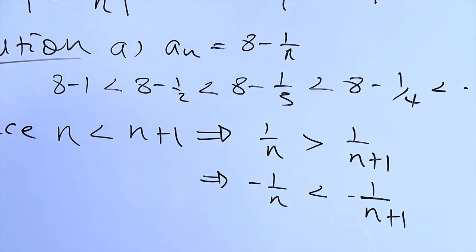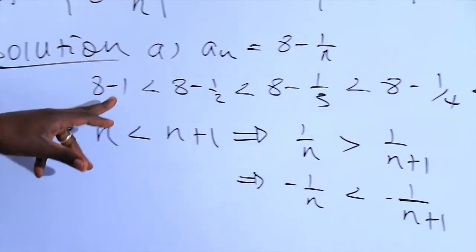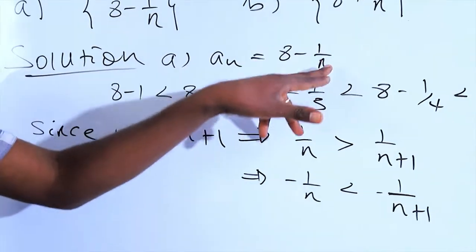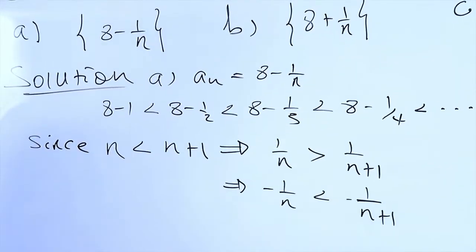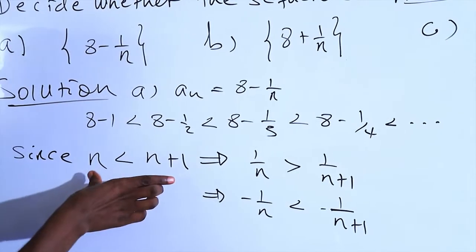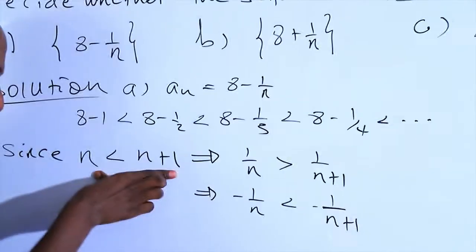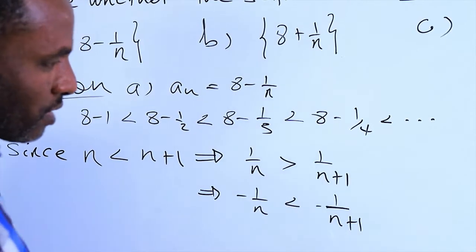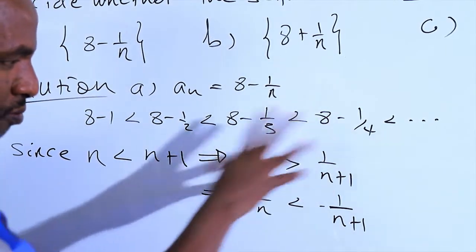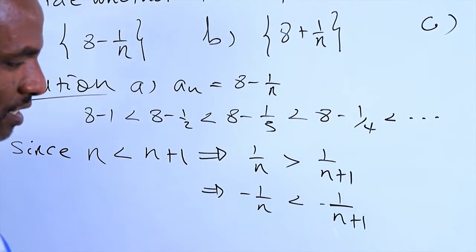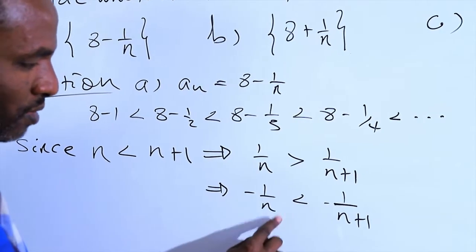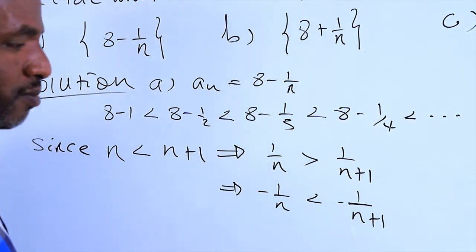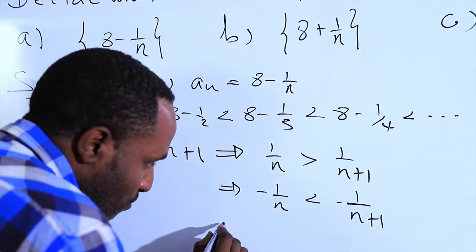So here our intention is to determine minus 1 over n and minus 1 over n plus 1. We are starting here: n is less than n plus 1, it works for all n, so 1 over n is greater than 1 over n plus 1. From this, multiplying both sides by negative 1, we can say negative 1 over n is less than negative 1 over n plus 1.